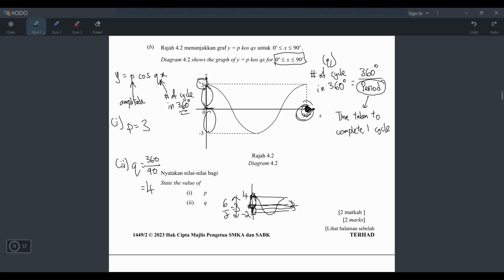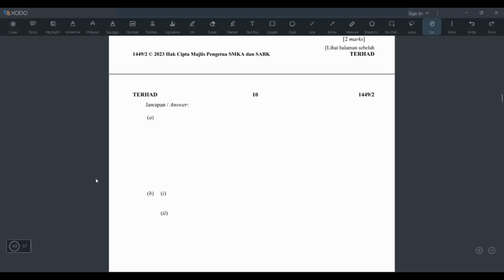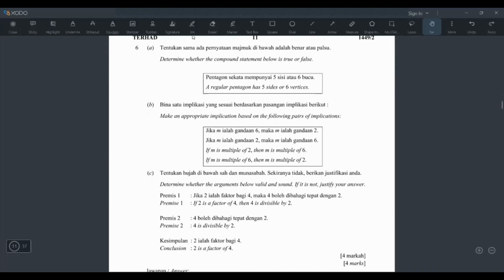That's why this number will change. For example, this one changed to 4, -2, something like that. So just be careful. I hope you understand the whole concept. All right, let's not waste any time.